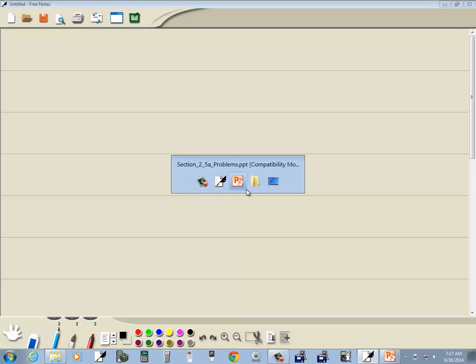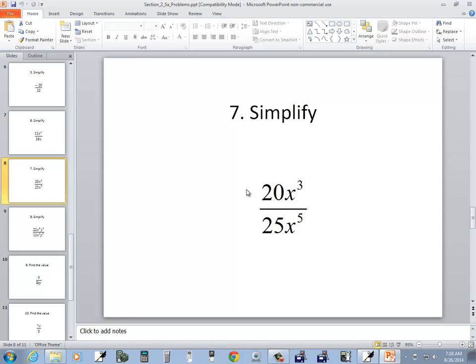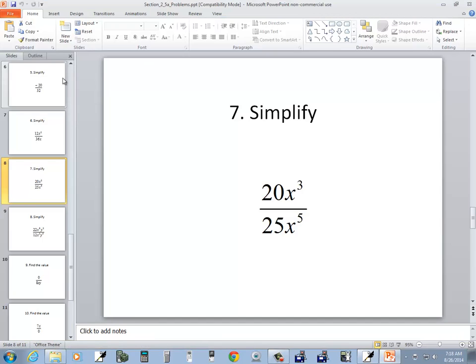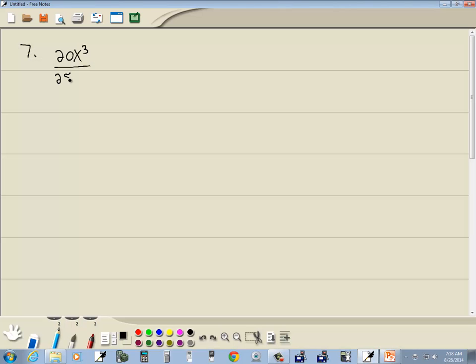Okay. Let's look at the next one. We got 20x to the third over 25x to the fifth. Okay, let's first work at, if you can see the largest number that divides into both of those, which would be 5. 20 divided by 5 is 4, and 25 divided by 5 is 5.